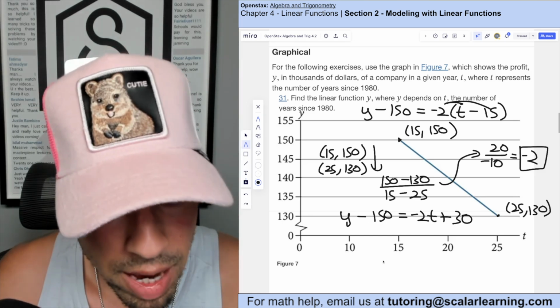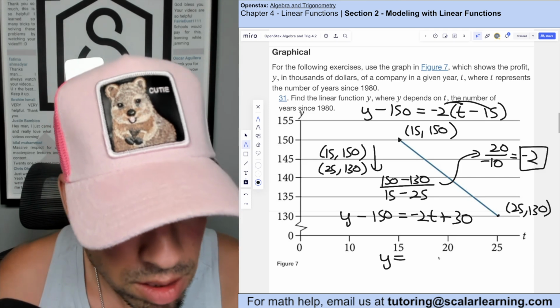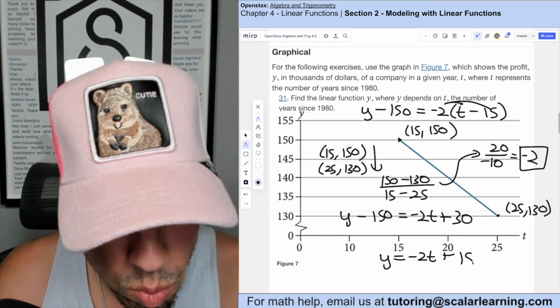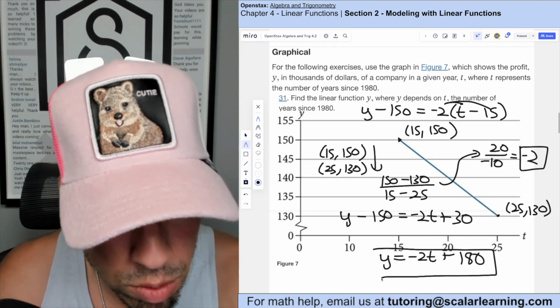So last but not least, we're going to add 150 to both sides to isolate the y. So we get y equals negative 2t, 30 plus 150 is 180. There's the final answer. Boom, done.